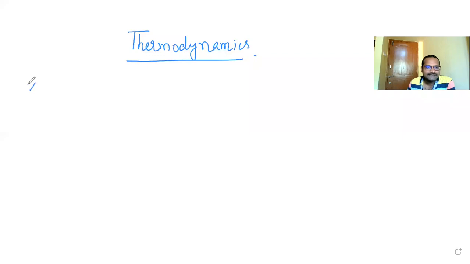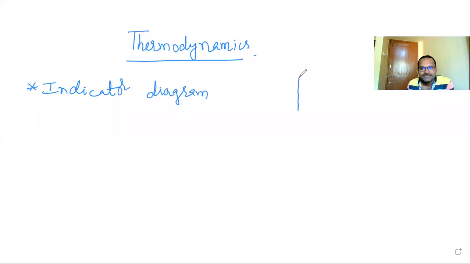What is that one? Indicator diagram. We have discussed this also. What is an indicator diagram? An indicator diagram is nothing but a graphical representation of any process. In that process, we will take any two variables, let us suppose pressure and volume. Pressure let us take on the y-axis and volume on the x-axis. Then what is happening to the system? Let us suppose volume is increasing with decreasing pressure. Let us suppose the process is happening like this.